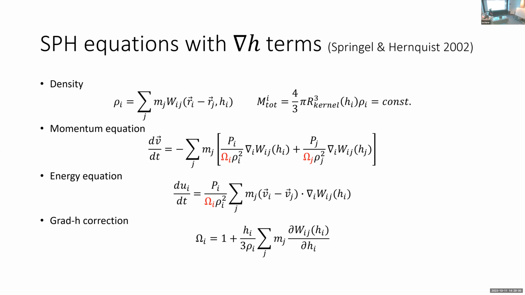But for this correction to be valid, you cannot just choose h as you want. You have to satisfy this constraint here. This means the mass inside the kernel of a particle has to remain constant. So if the density of the particle goes down, you have to increase the kernel size, and the other way around. And this means doing Newton-Raphson iterations during the density calculation. And that takes a lot of time.